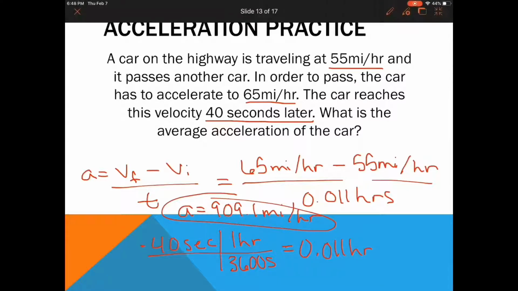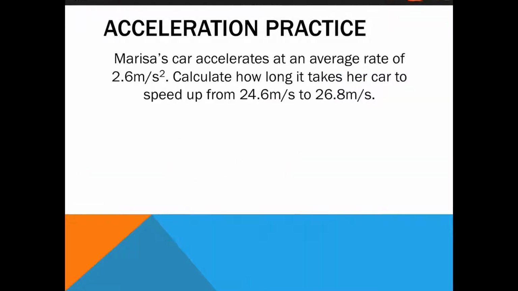But he did increase his speed by 10 miles per hour in 40 seconds. All right, so that is how you do this.